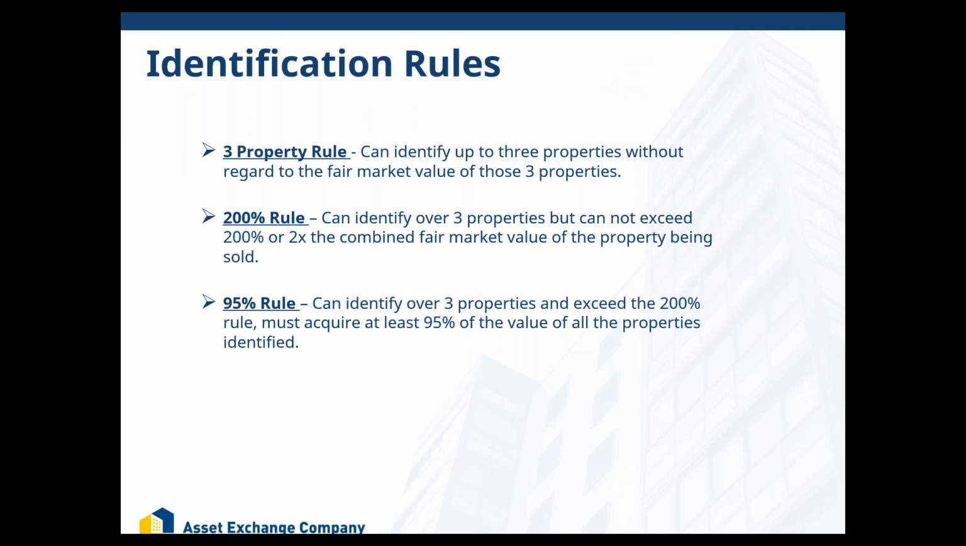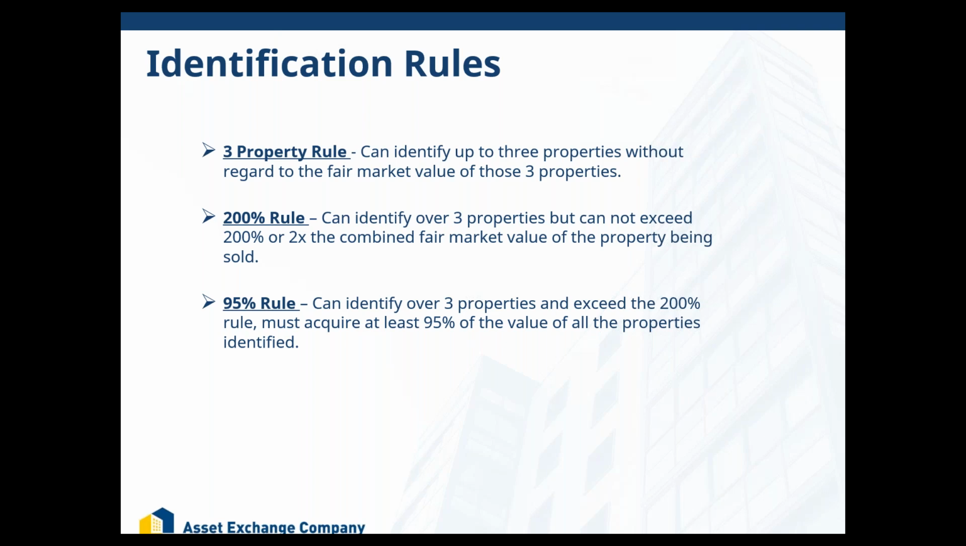All right, so the most popular rule that we see investors enacting is referred to as the 3-property rule. The 3-property rule states this: you can identify up to 3 properties without regard to the fair market value of those 3 properties. So what exactly does that mean, right? Fair market value? Well, if you identify 3 properties or less, the purchase prices can be any dollar amount. It does not matter as long as you identify 3 properties or less, okay? Those purchase prices can be any dollar amount.